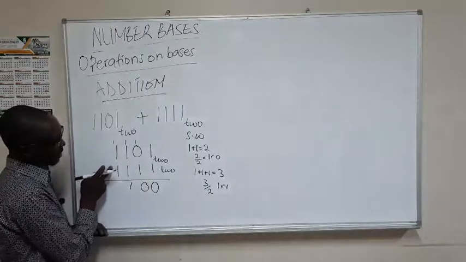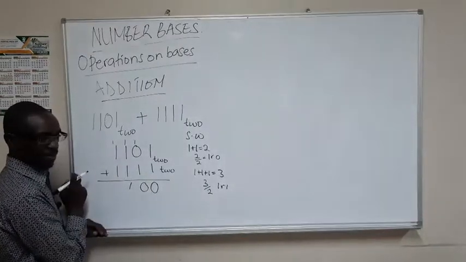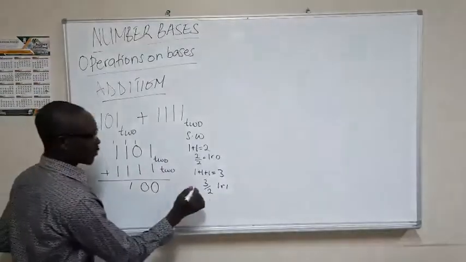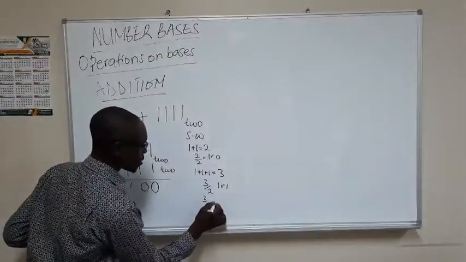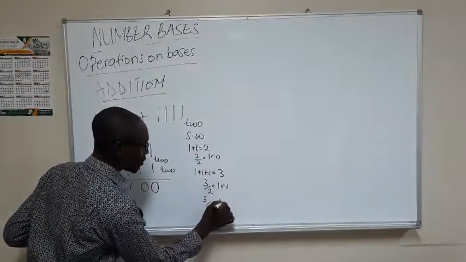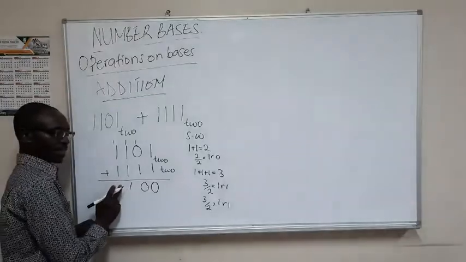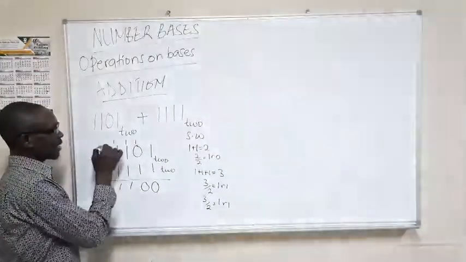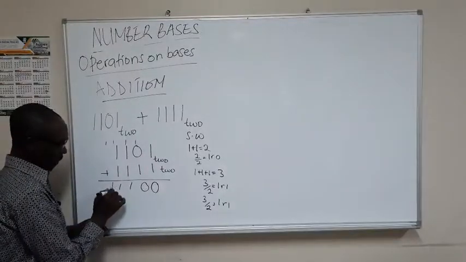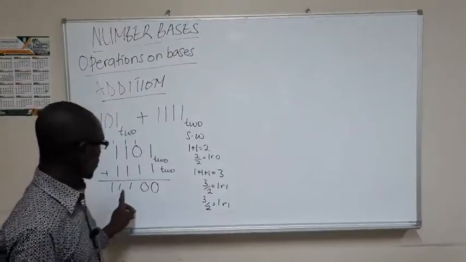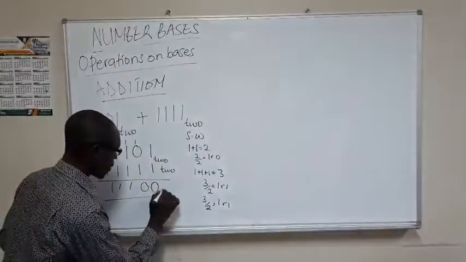The same applies here. 1 plus 1 plus 1, also getting 3. 3 by 2, I get 1, remainder 1. I record the remainder here. I carry forward a 1. Here there is a 0. Therefore, our new answer is 1100 in base 2.